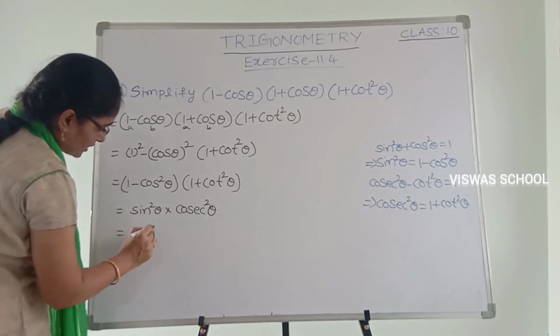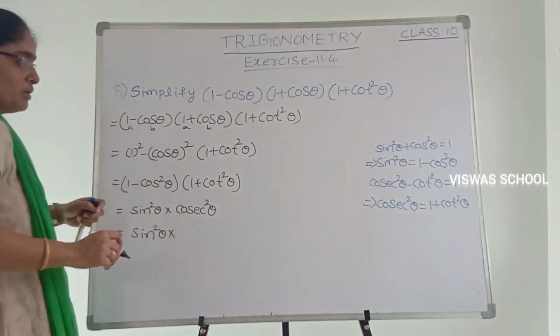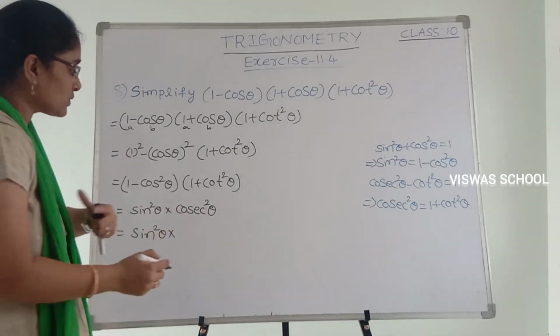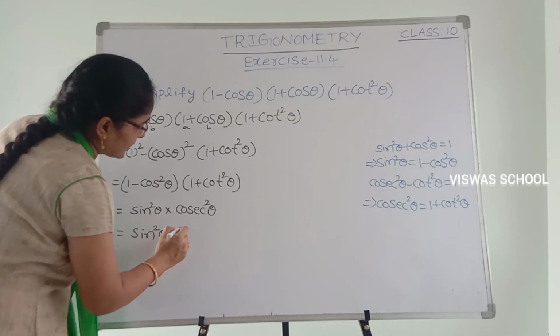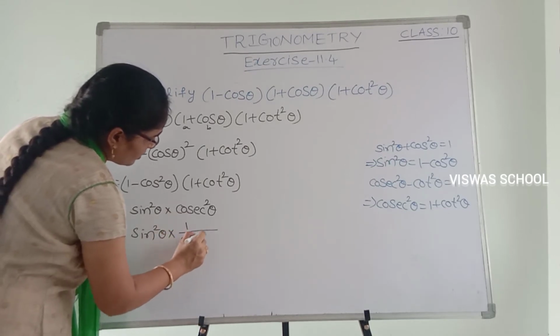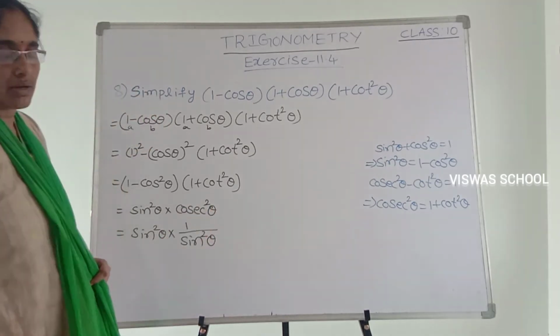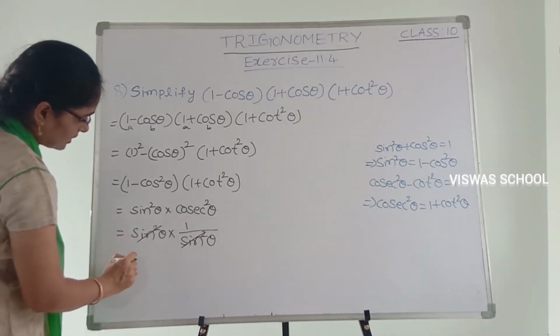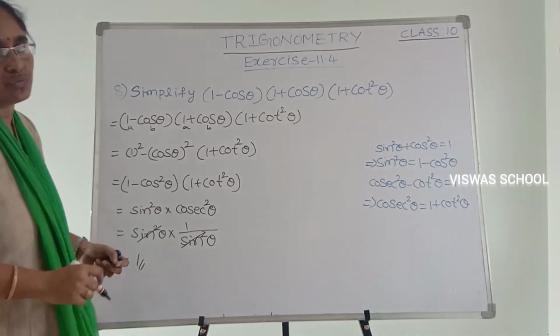Now this is sin square theta into, we know that sin and cosec are multiplicative inverses. That is, cosecant square theta can be written as 1 by sin square theta. Here sin square theta gets cancelled. This value becomes 1.